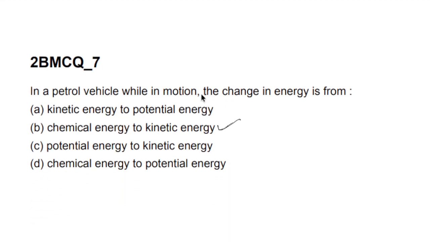In a petrol vehicle while in motion, the change in energy is from? When it is in motion, it means the engine is working, the engine is burning fuel, and fuel is chemicals. So the chemical energy is getting converted into heat energy, right? That's why we get pressure on the piston, and then it is transferred to the wheels. So option B will be the correct answer, chemical energy to kinetic energy.